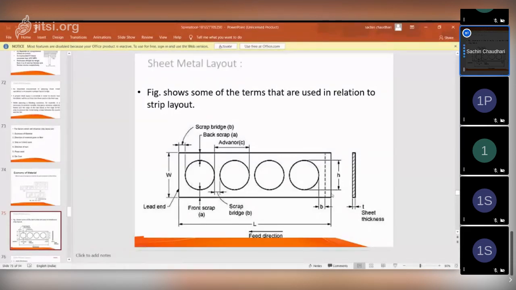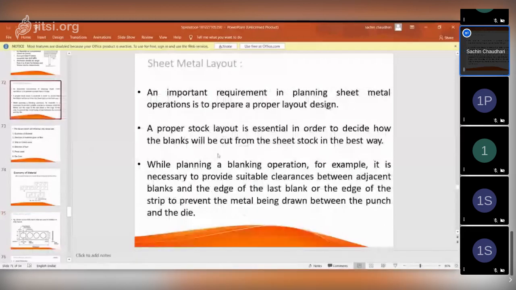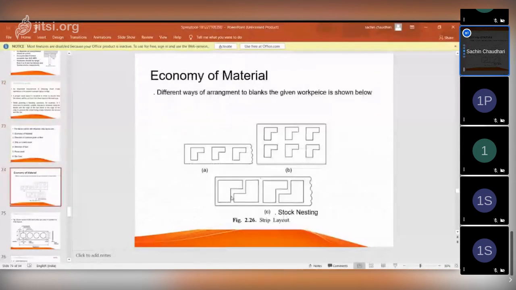So a proper strip sheet metal layout is required for minimum scrap to be retained. Okay, so you have to design a blank or metal sheet layout according to that. So the first factor it depends upon is the economy of your material.